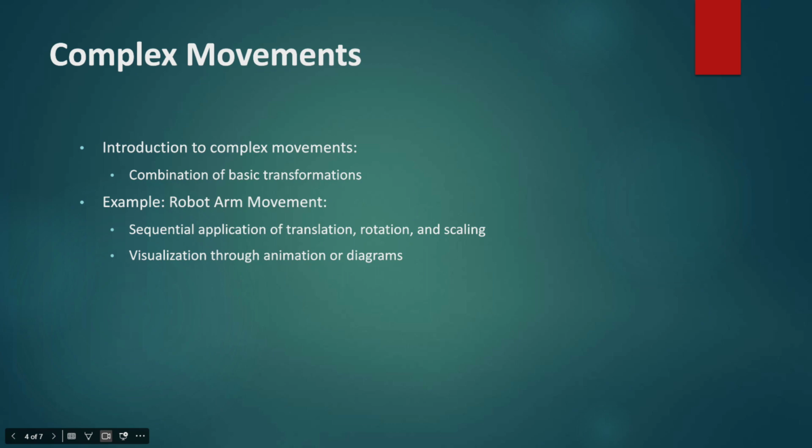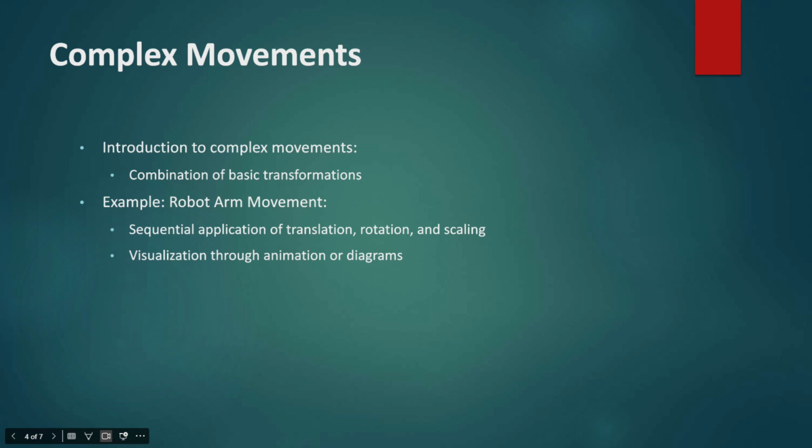Scaling. Scaling modifies the size of an object, either increasing or decreasing its dimensions. Although less common in the context of a robot arm, scaling might be necessary for tasks that involve handling objects of different sizes. Combining these transformations allows for complex movements. For instance, to pick up an object from a conveyor belt and place it on a nearby shelf, the robot arm might perform the following sequence.